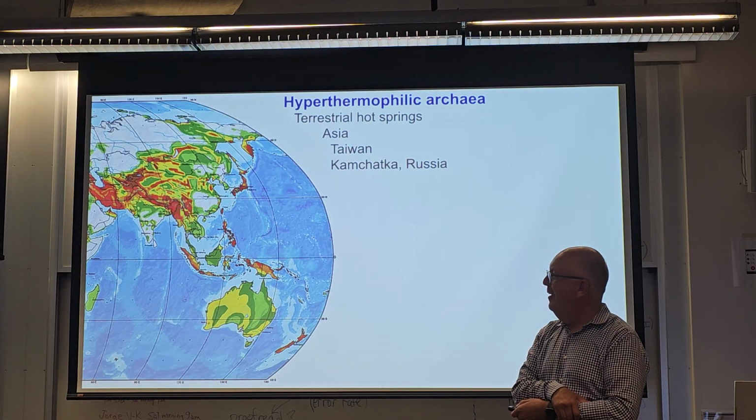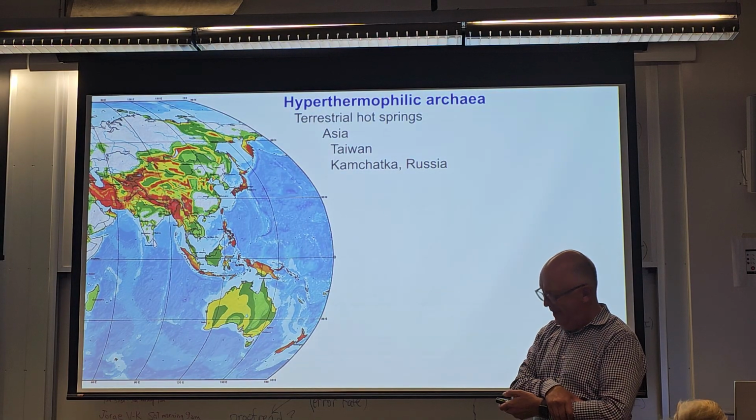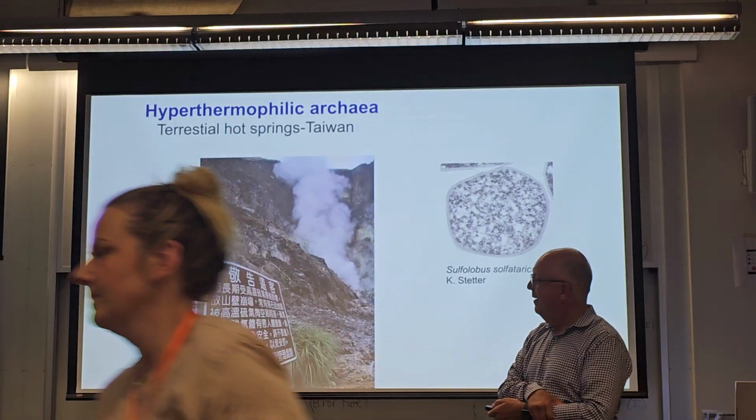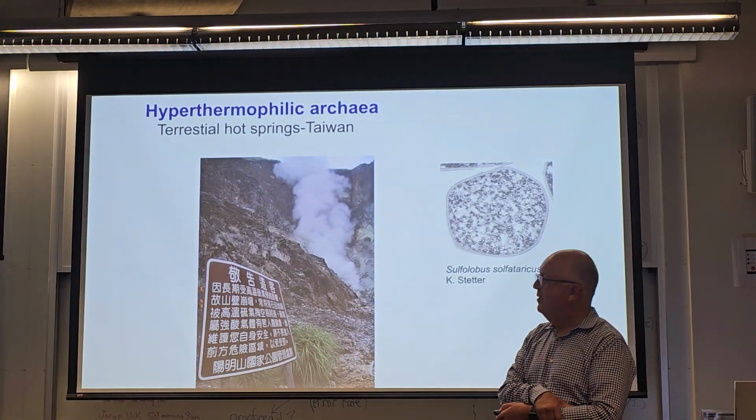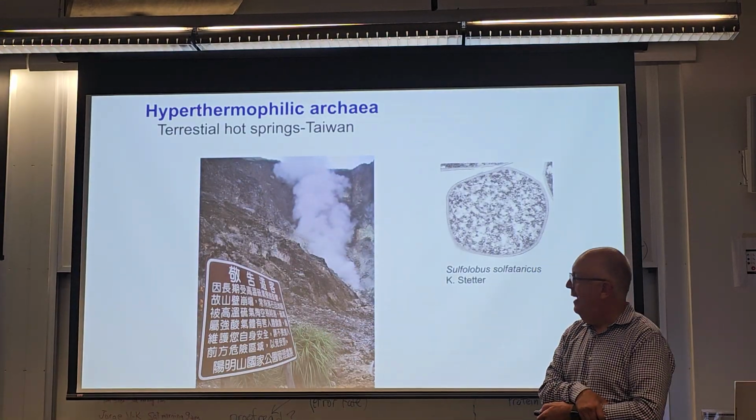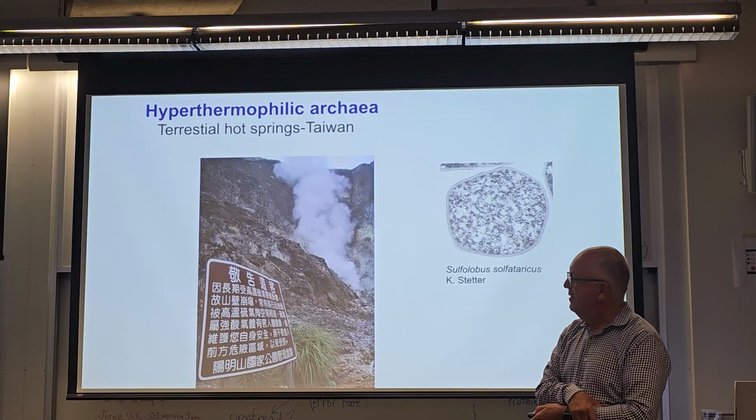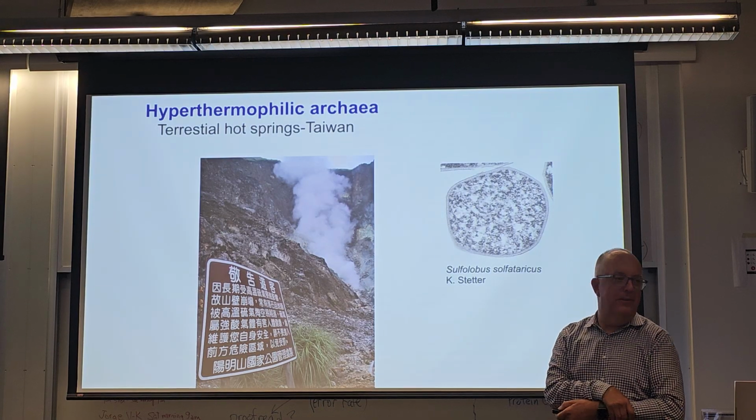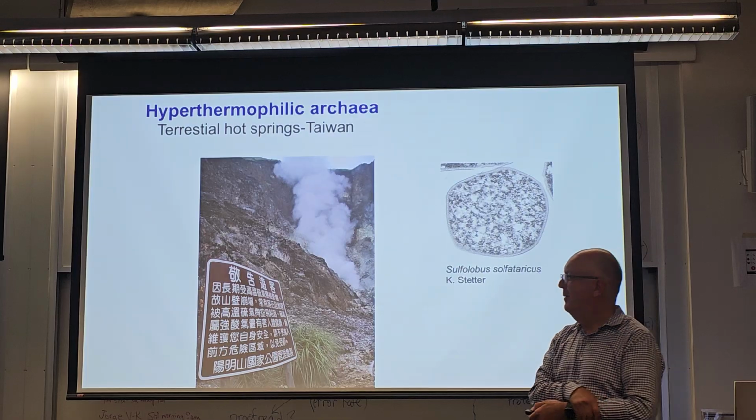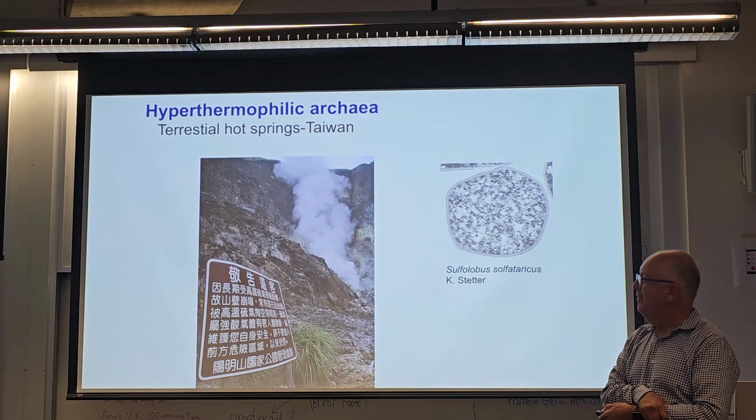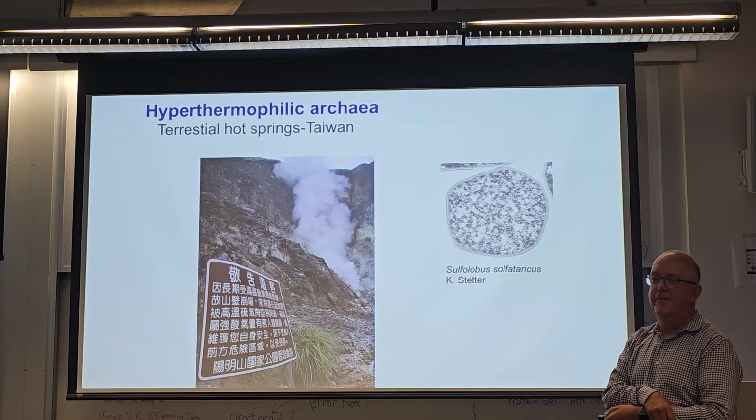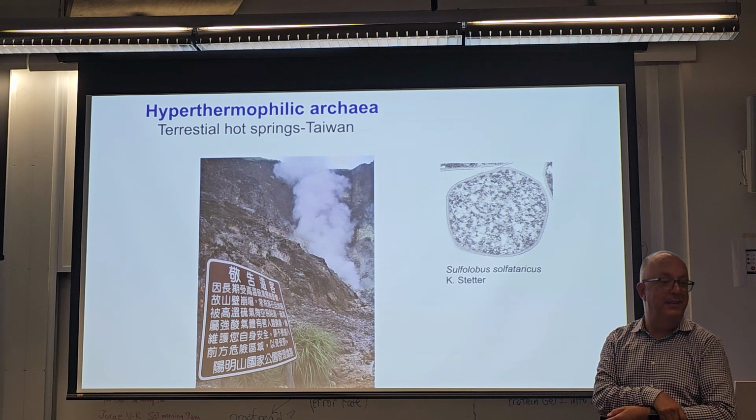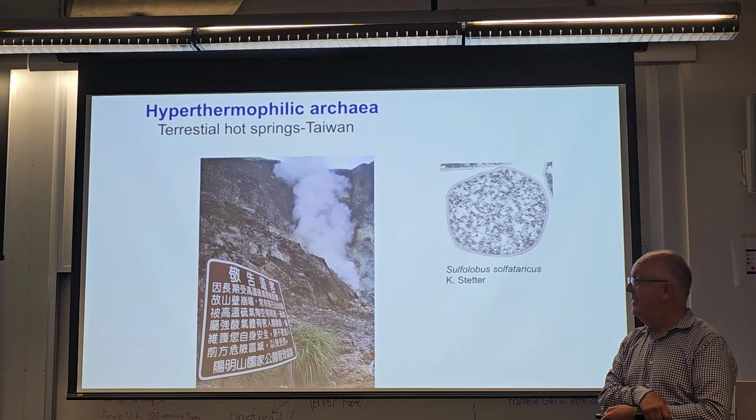And then over in Russia and Asia and Taiwan, there are some hot springs right outside of Taipei that have these acidic boiling hot springs here. And I think the sign said don't go over there and sample, but we did. This is an example of an organism called Saccharolobus solfataricus that lives at pH 2 at about 80 degrees.